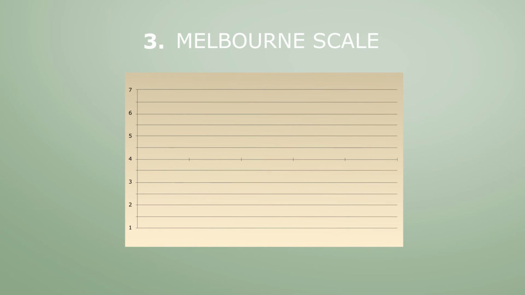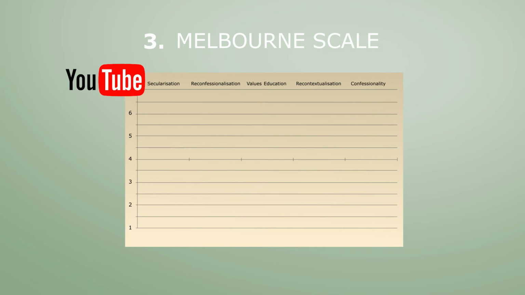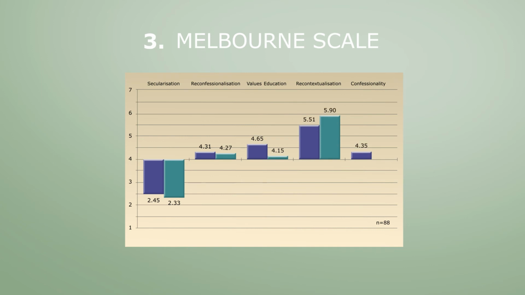At the top are the 5 school types of the MELBOURNE scale: secularization, reconfessionalization, Christian values education, recontextualization, and confessionality. If you want to learn more about the content of the school types, watch the YouTube video that explains the MELBOURNE scale. Next, in the right corner, the number of respondents is displayed. Finally, we see the average scores. These sample statistics predict the tendencies in the population taken as a whole.